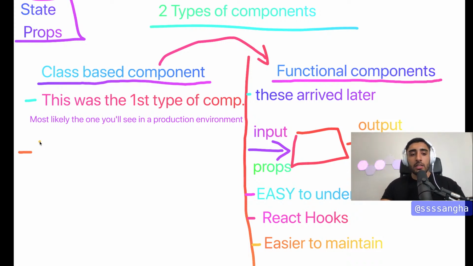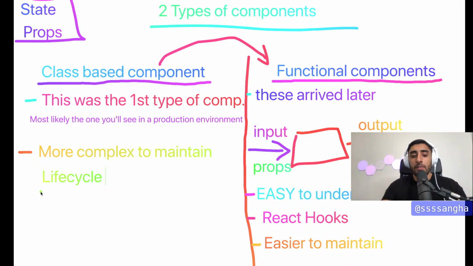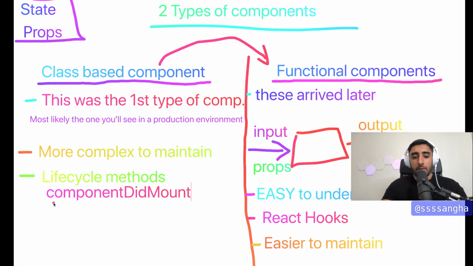But to break down a few of these things, class-based components are more complex to maintain. They're a bit more complicated to maintain. And also, they have something called lifecycle methods. Examples of these, which you're going to see when you do tutorials and things like that, are things like componentDidMount. You might see this, and you're also going to see another one like componentWillMount.